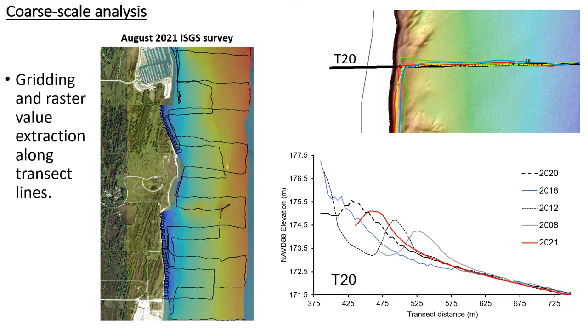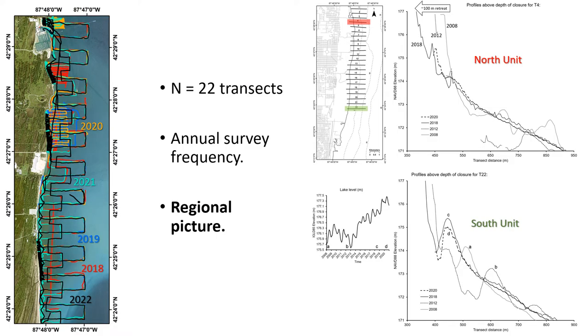One such model can be seen in the left image with the data distribution superimposed. We can see one of the extraction transects in the upper right-hand image labeled T20, along with color-coded data distributions of several annual surveys. Below, we have a comparison of extracted bathymetric profiles at T20 of data we collected in 2018, 2020, and 2021 with 2008 and 2012 Army Corps data superimposed. We have 22 such profile extraction locations, providing a regional picture of major geomorphic developments.